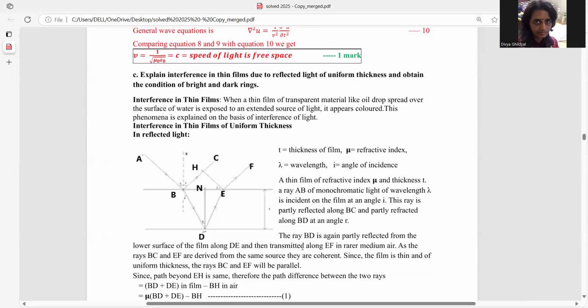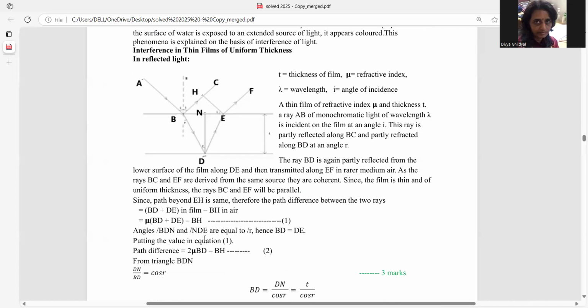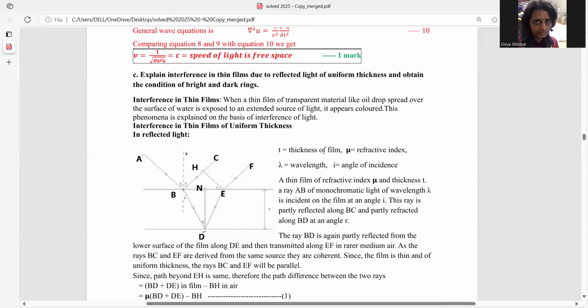Okay, explain interference in thin films due to reflected light. Okay, and conditions for bright and dark fringe. Draw a good labeled diagram. Do as much labeling as you can. Incident ray, reflected ray, refracted ray, then this path difference, and then step by step, for this diagram itself, an explanation, you can fetch 2.5 marks easily.